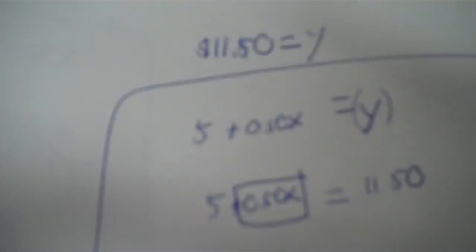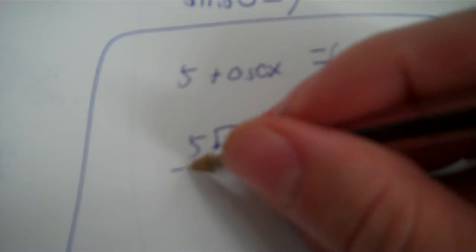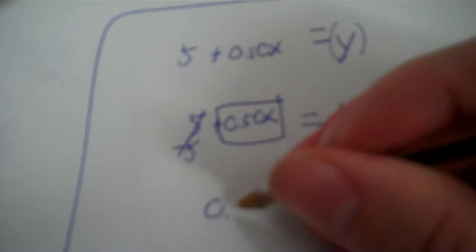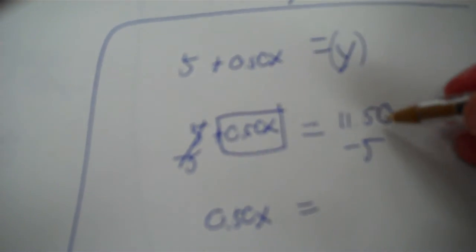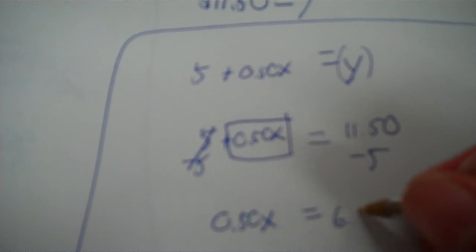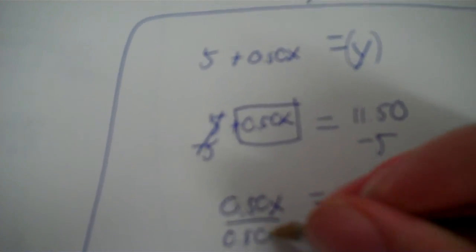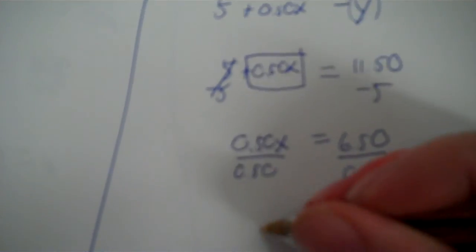So I got to get the x by itself. Got the 5 outside, so I subtract 5. 0.50x equals... 11.50 minus 5 is 6.50. And then I divide both sides by 50 cents, and that is 13. Okay, so the miles driven is 13. Okay.